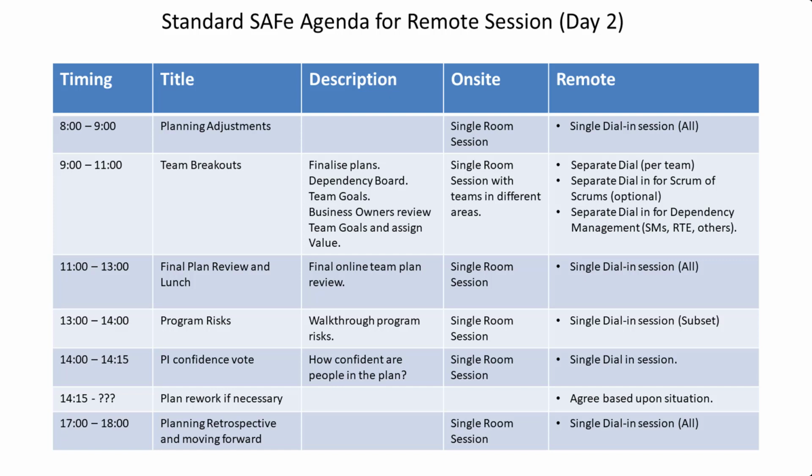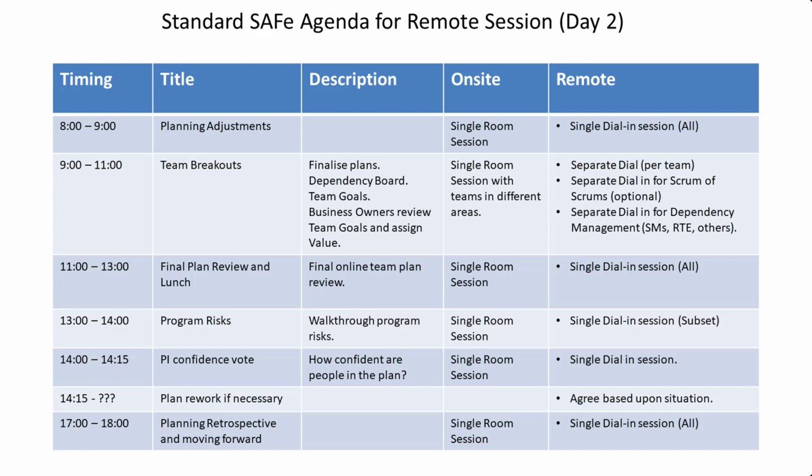Walk through again the program risk. You might not need everyone here, right? You might need just a subset of all of the people to dial in for the program risk, or again, you might have all of them over there, right? Depending upon your views on that. Finally, we have a PI confidence vote between 2 and say, I don't know, probably shouldn't take more than 15 minutes. Then you can have a single dial-in session for that, but you'd probably want to have some voting software with that, right, to support that effort there.